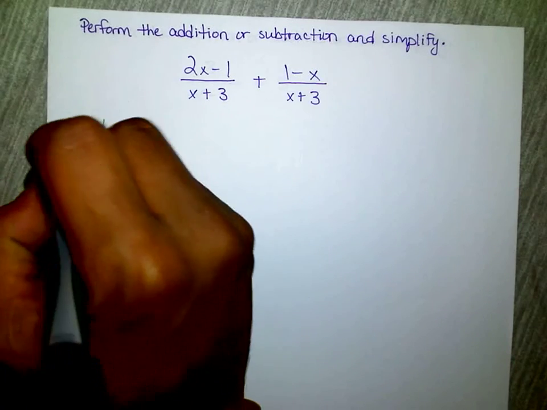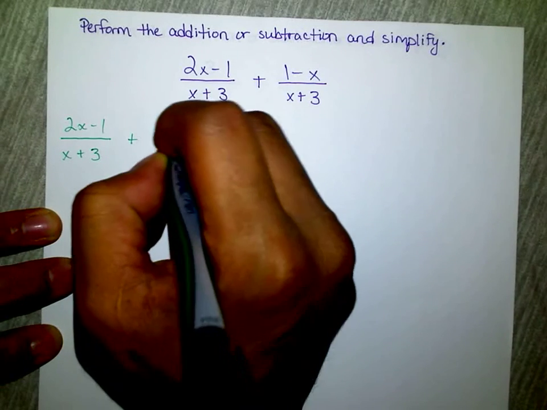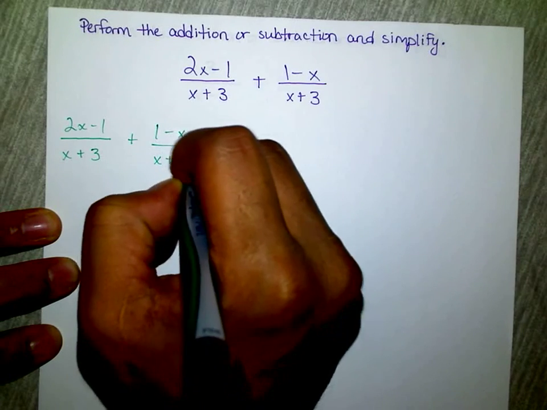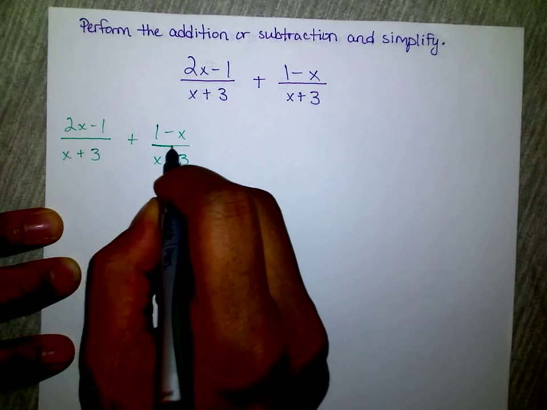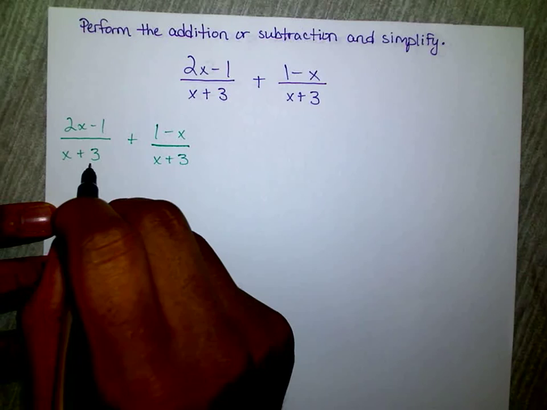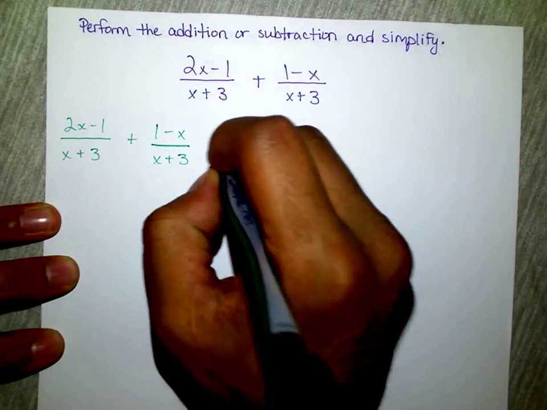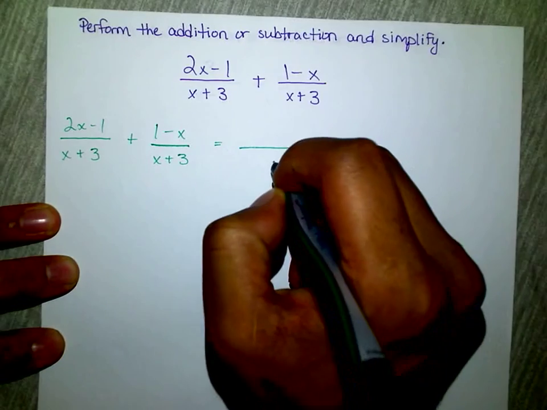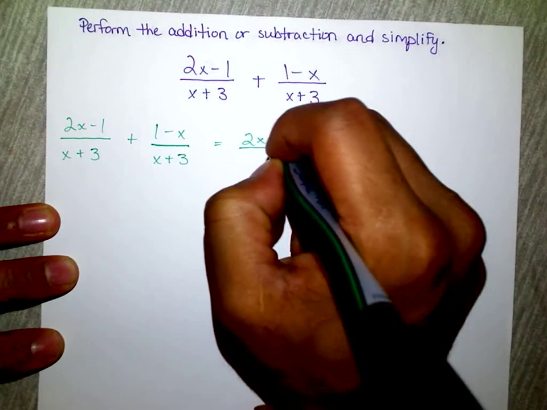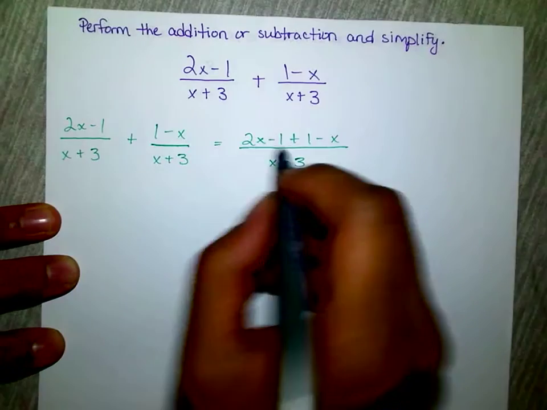2x minus 1 over x plus 3 plus 1 minus x over x plus 3. When we're adding and subtracting fractions, the denominator has to be the same. Well, the denominator in both of these is x plus 3. So we can just simply rewrite all of this over x plus 3: 2x minus 1 plus 1 minus x. The plus comes from right here.